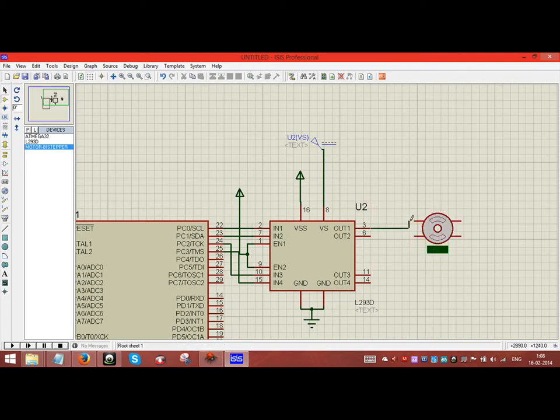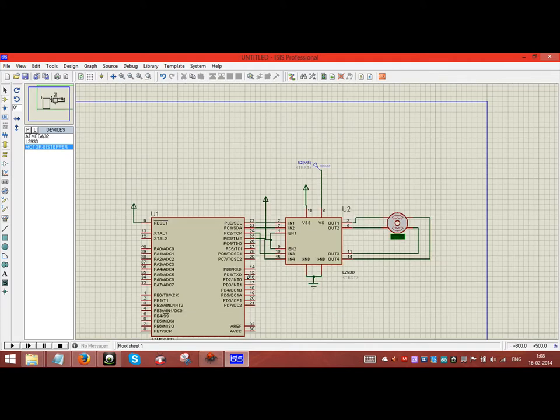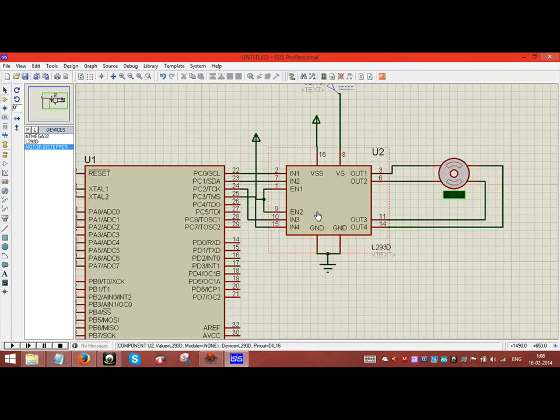So accordingly, this should be one, this should be second, this should be third, and here the fourth one. So the circuit is completed.